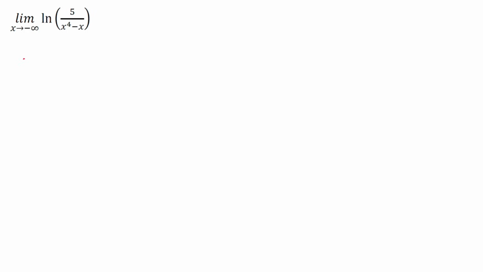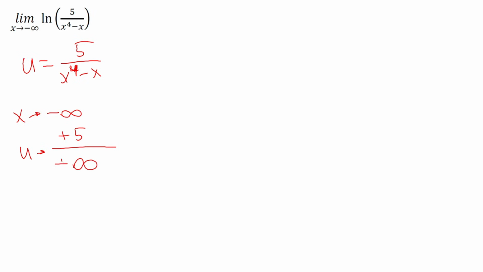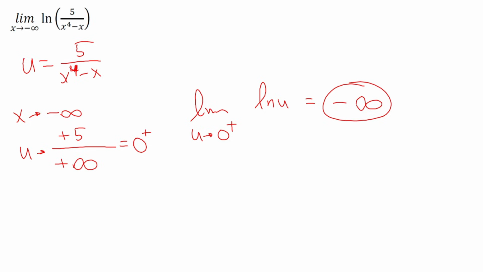And here we've got another one similar. We'll let u equal 5 over x to the 4th minus x. As x goes to negative infinity, u is going towards 5 over, and the dominating term there is the x to the 4th. So negative infinity to the 4th is a positive infinity. So we have positive 5 over positive infinity, which is 0 from the right. This is a limit as u approaches 0 from the right of the natural log of u, which we know is equal to negative infinity.